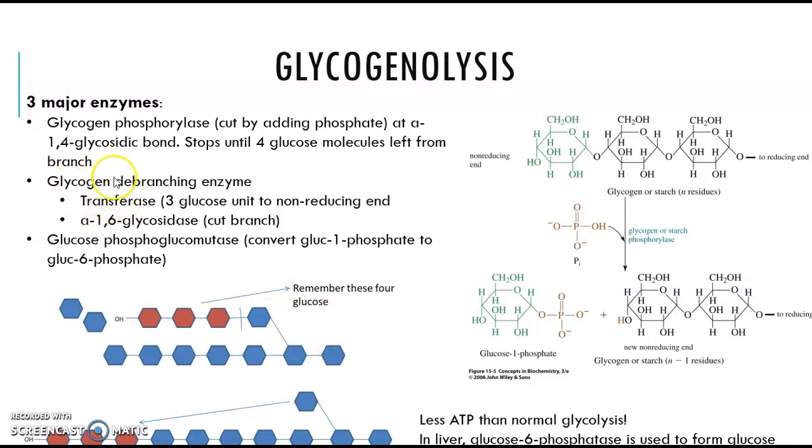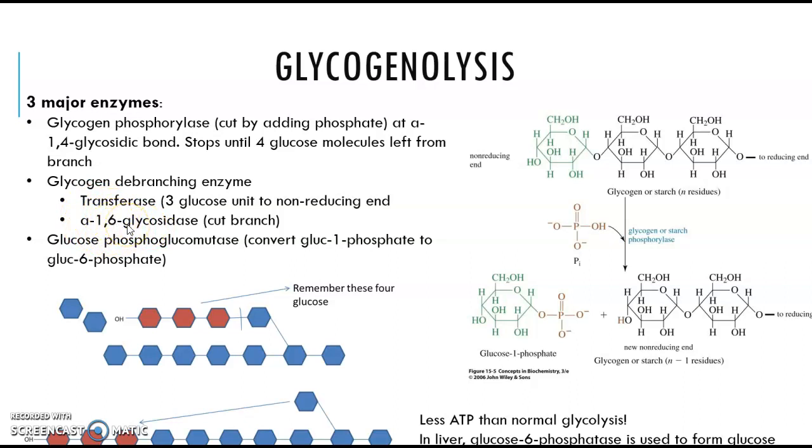The name of the enzyme is glycogen debranching enzyme. This enzyme is another transferase. It will cut the 3 molecules from the branch, and move them towards the new non-branch of the glucose. So this is the second enzyme, and the second function of the enzyme is to cut the alpha 1,6.